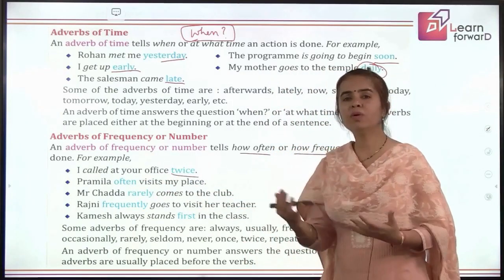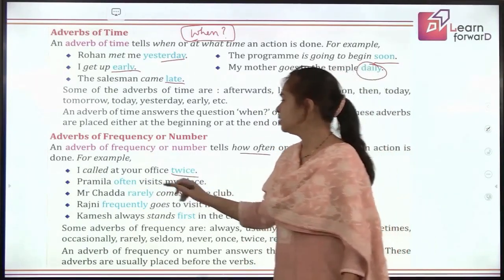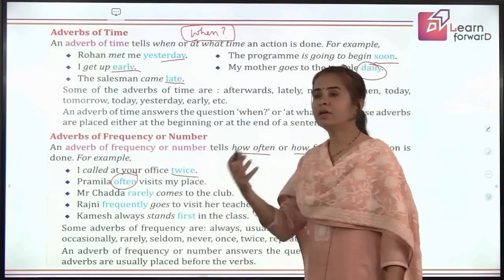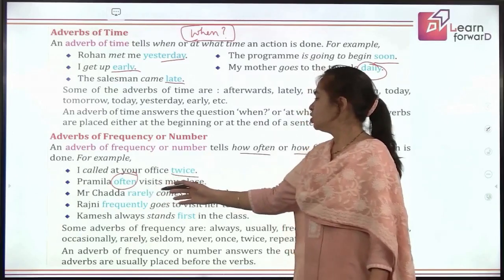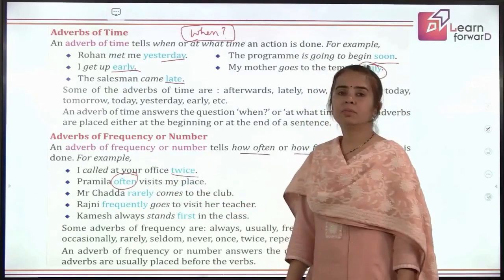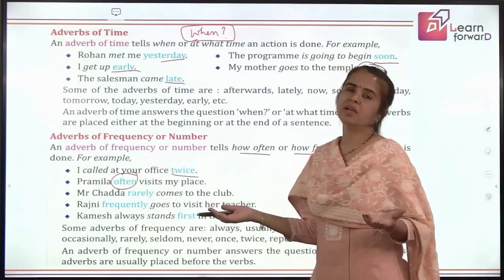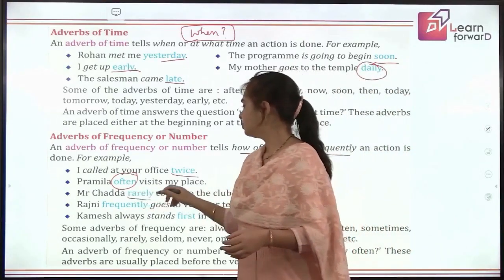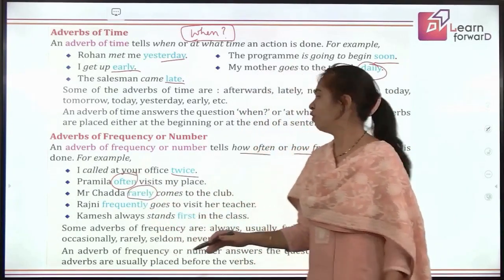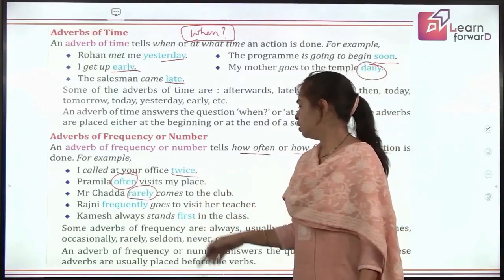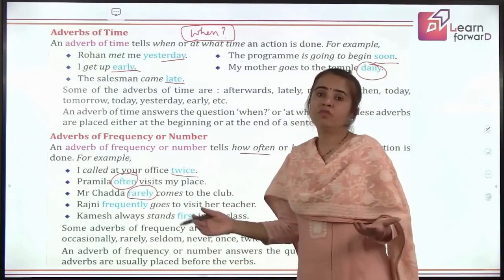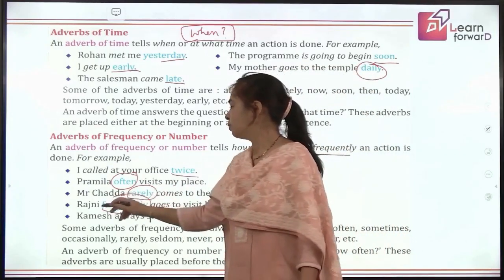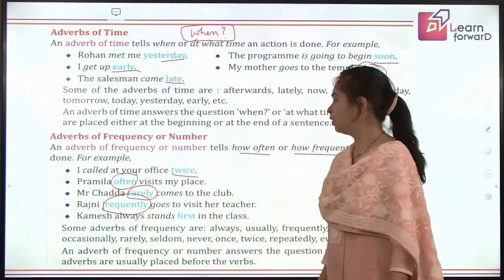Pramila often visits my place. So how frequently does she visit? It is often. That means very soon, at shorter gaps. Mr. Chadha rarely comes to the club. How often does he come? Rarely. That means hardly he comes. That means very less times. It's just the opposite of often. Rajni frequently goes to visit her teacher. So how frequently, the word itself is telling. So she goes frequently. That also means the same as often.